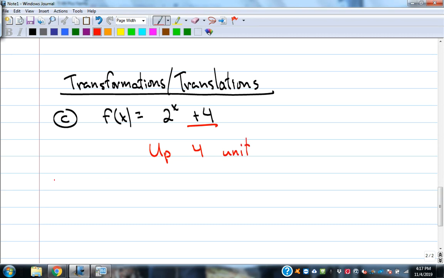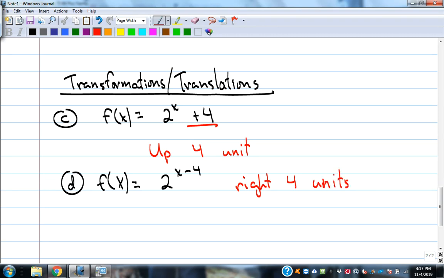If it were f of x equals 2 to the x minus 4, like that, that would be moving it to the right 4 units because it's in with the x, inside.